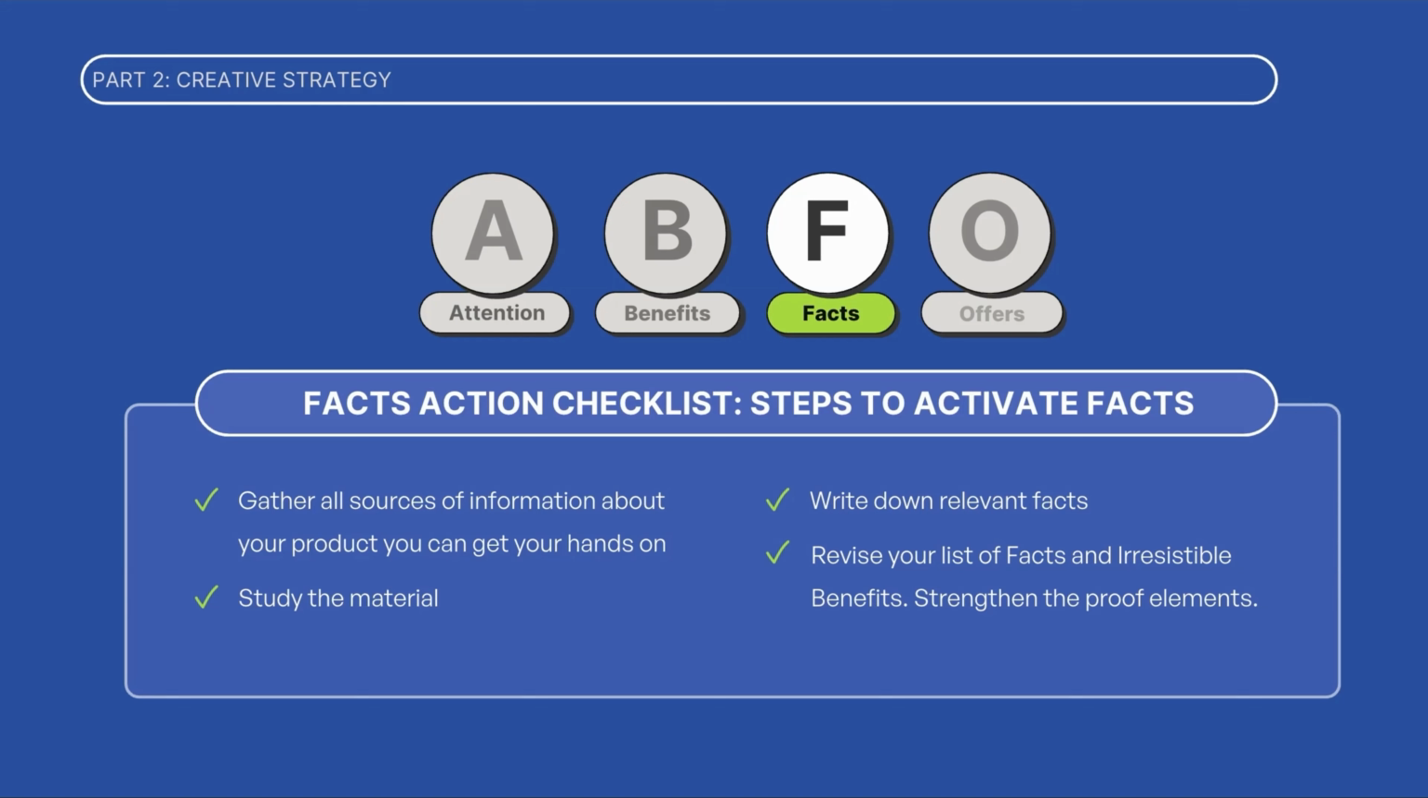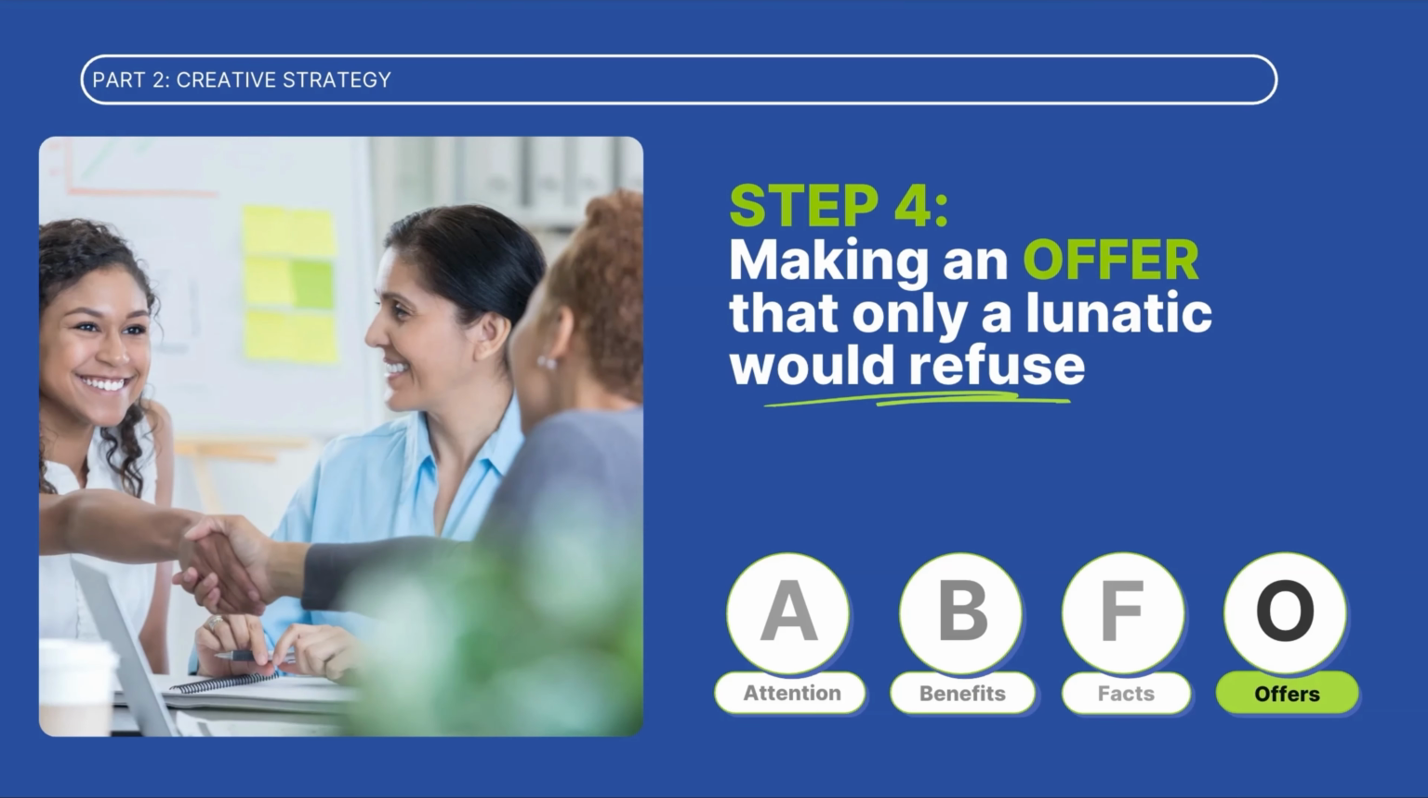We've reached the end of our third conversion activator, facts. Here's your action checklist. Gather all possible sources of information about your product. Study the material. Write down relevant facts and revise your master list with facts and irresistible benefits, and reinforce your benefits with proof elements. Next up is conversion activator number 4, making an offer that only a lunatic would refuse.